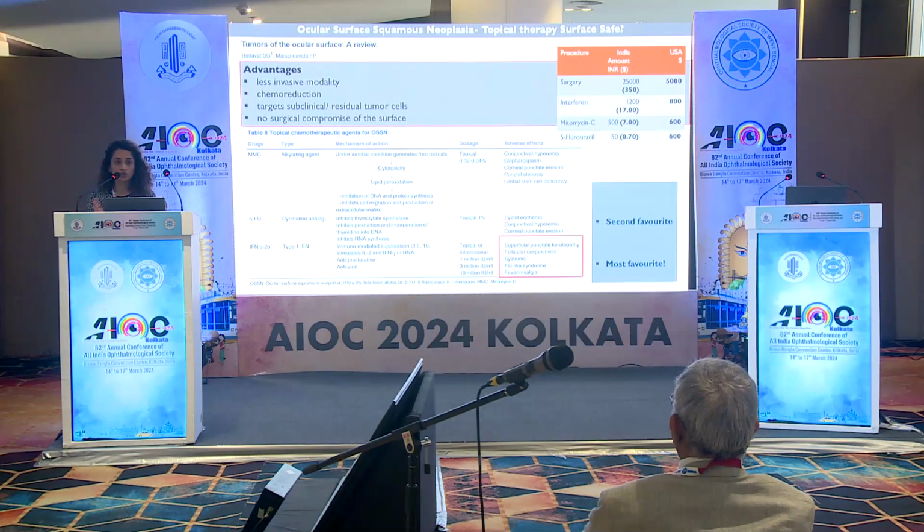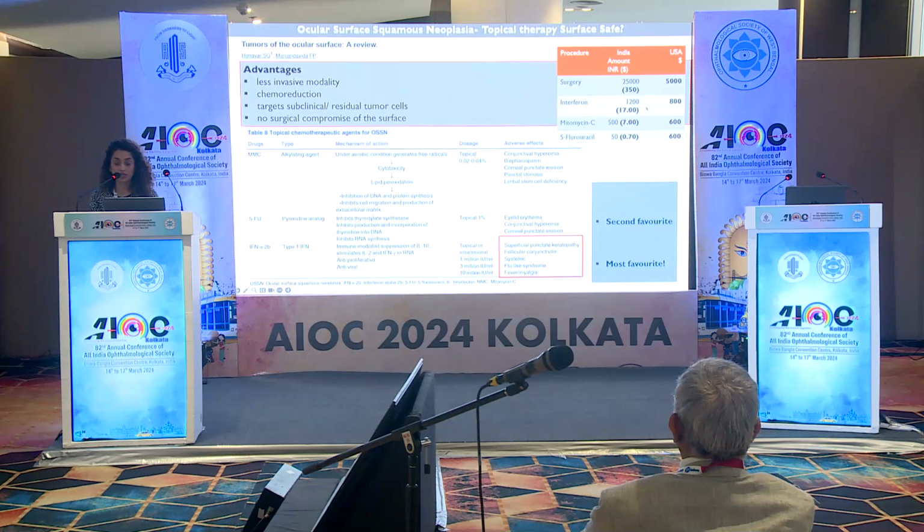Now the cost factor. I'm going to compare United States and India regarding the cost factor of each. 5-FU is very, very cheap. It's like $1, all right? It's less than 50 rupees a vial for 5-FU.